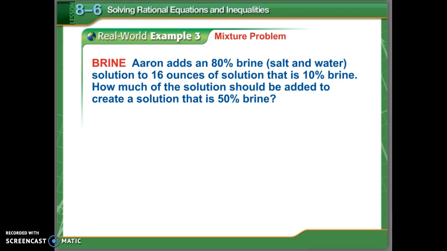Okay, our example 3 is a real-world problem. It's about mixtures of solutions. It says Aaron adds an 80% brine solution to 16 ounces of solution that is 10% brine. How much of the solution should be added to create a solution that is 50% brine? And if you're not sure, brine is just a mixture of salt and water.